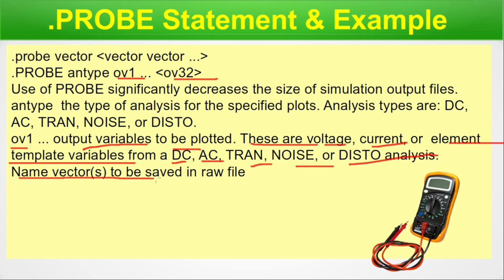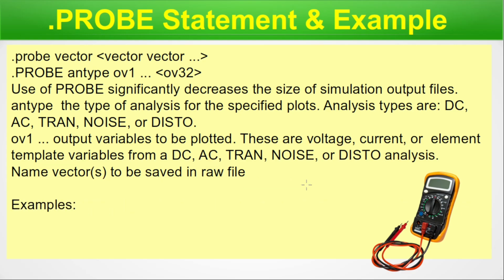Names of the vectors to be saved in the raw file or the DB file. Sometimes it is DB. So the DB file or the raw file will contain the output variable in terms of the waveforms. Examples, let us see some examples to better understand the probe command. Probe I, V in, then we have input and output. So these are nodes, so we will get the values of these things. This is a simple use.